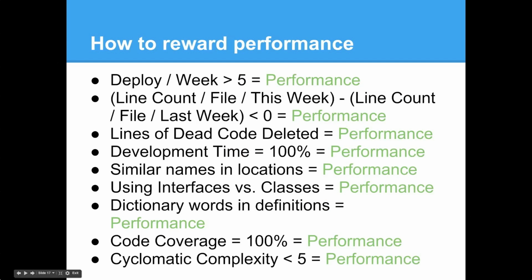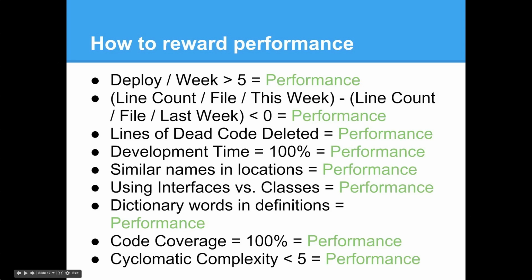On to rewarding your developers for performance. These are a list of metrics that I would say are a great way of finding out if your developers really have your best interests in mind. Deployments per week greater than 5. This is a great performance metric, and we do this in my office. We have 2 releases a day, at least 5 a week, and it's a great way of finding out if your team is performing well.